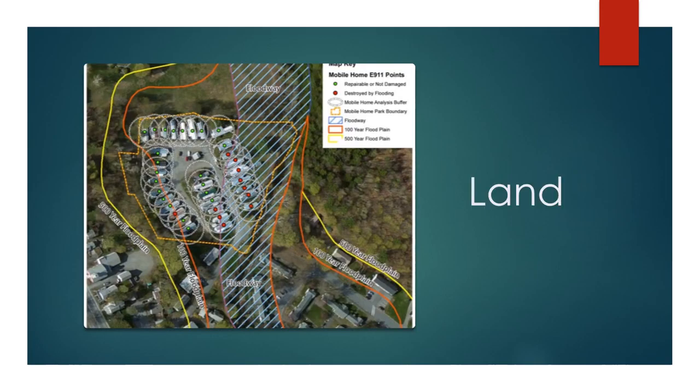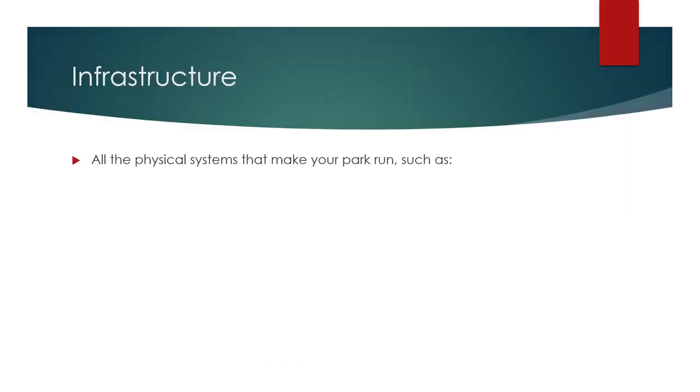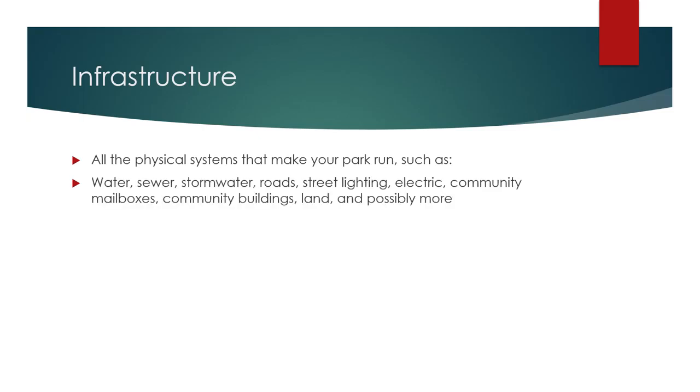This last one might seem weird to include at first, but for communities that are partly in a floodplain or that have a potentially eroding ravine, the land itself must be managed to provide safe housing for everyone. Infrastructure is all of this and sometimes more. Hopefully you get the idea.